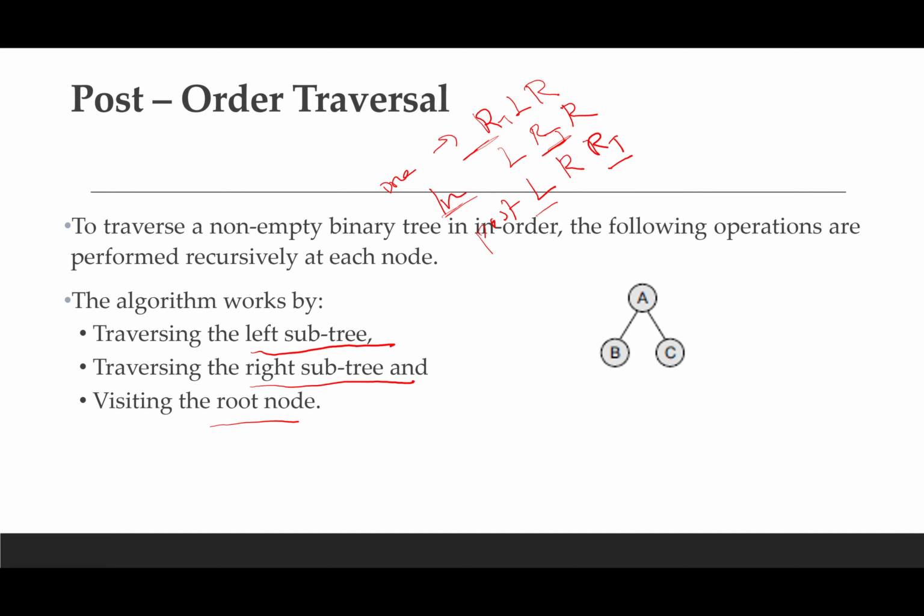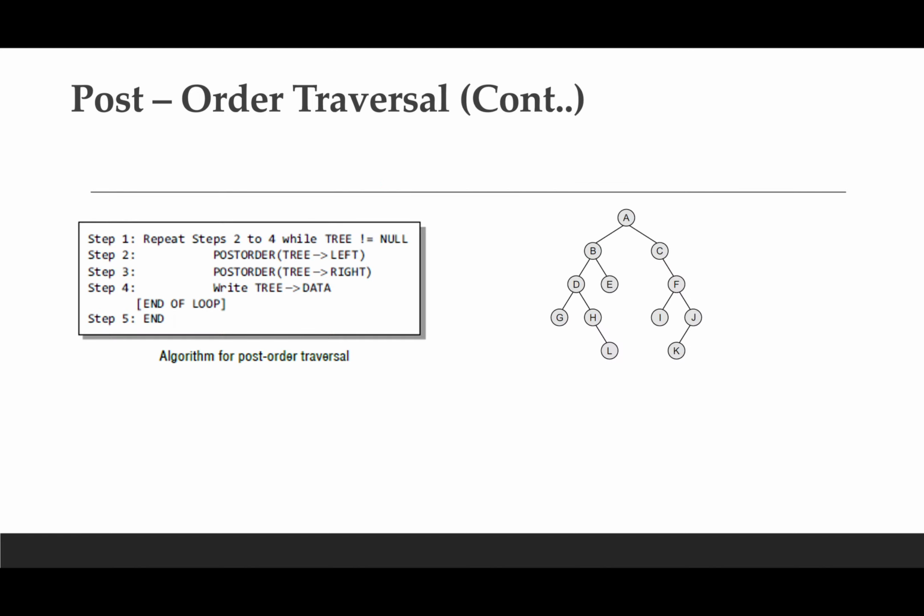So for this example, first we have to visit the left subtree. What is the left subtree? It is B. Then we visit the right, it is C. Then what is the root? A. So it will visit in the order of B, C, A. We will see one more example.